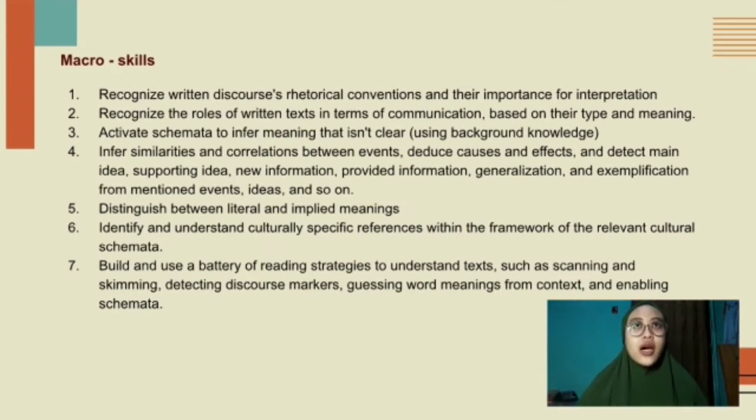Next, macro skills. First, recognize written discourse, rhetorical conventions, and their importance for interpretation. Second, recognize the roles of written text in terms of communication. Third, activate schemata to infer meaning that isn't clear. Fourth, infer links and connections between events, deduce causes and effects, and so on. Fifth, distinguish between literal and implied meanings. Sixth, identify and understand culturally specific references. Seventh, build and use a battery of reading strategies to understand a text.